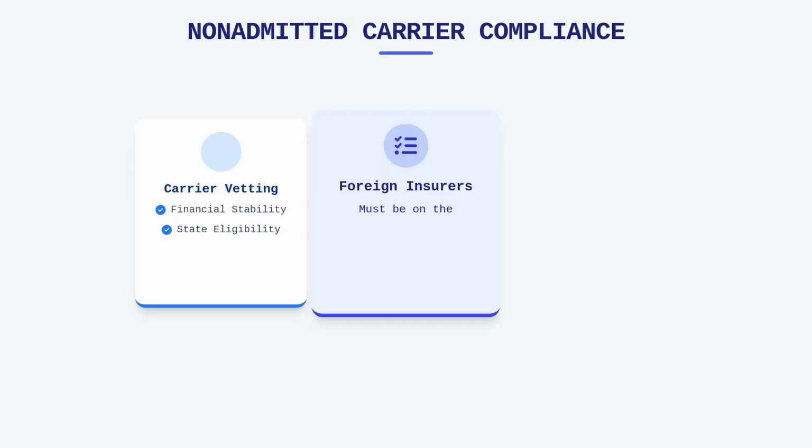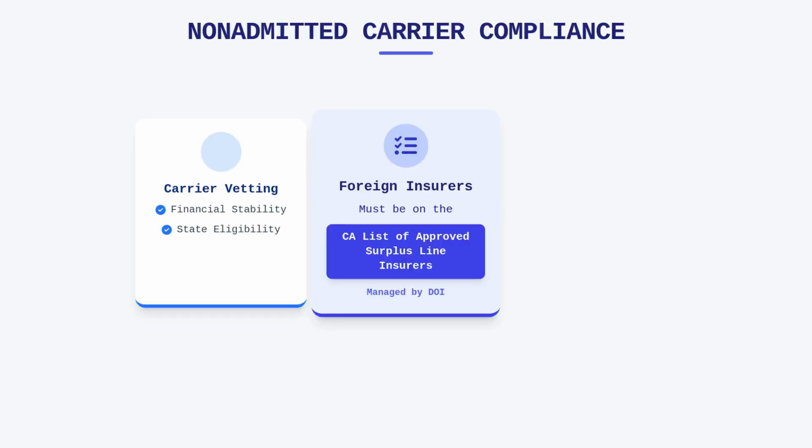Finally, your relationship with non-admitted carriers is governed by strict compliance boundaries that dictate which insurers you can legally utilize. You are responsible for ensuring that any non-admitted carrier you select is financially stable and meets the state's eligibility standards. For foreign insurers operating outside the United States, you must verify that they are actively maintained on the California list of approved surplus line insurers, which is managed by the Department of Insurance.